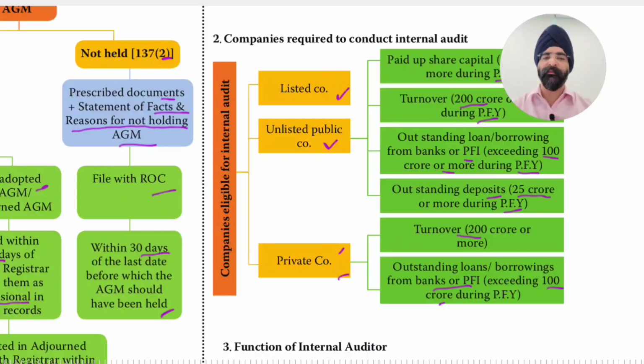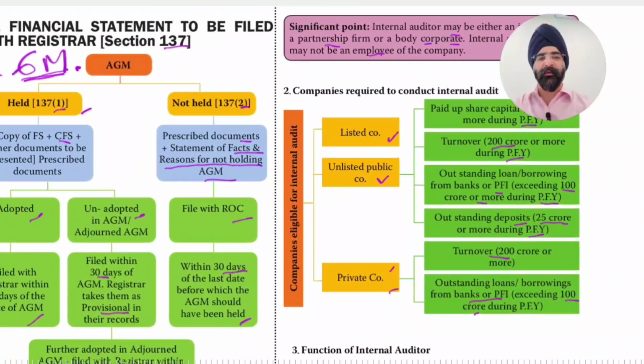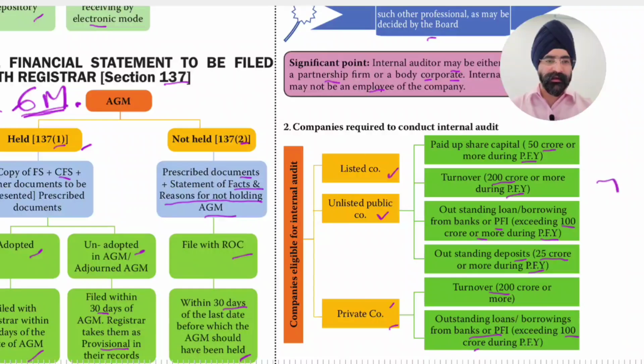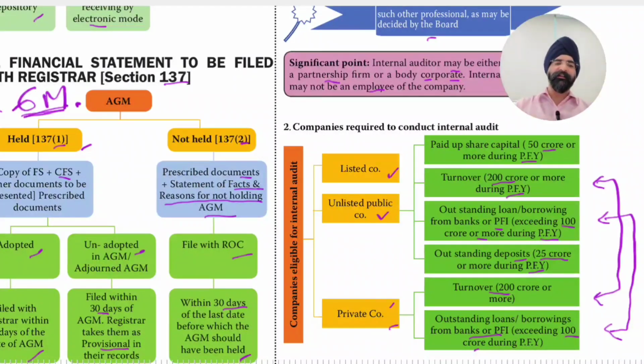Outstanding loans or borrowings from banks or public financial institutions exceeding rupees 100 crores, then internal audit is mandatory. Good part is that the turnover criteria is the same. 200 matches 200 in both cases. It is not confusing, in that for unlisted public companies and for private companies the turnover does not have different amounts. So 200 is fixed. The second amount which is the same is for loans. If outstanding loans from banks or financial institutions touch 100 crores or more in the previous financial year, then internal audit is mandatory.